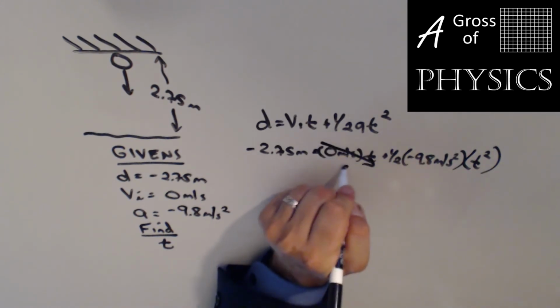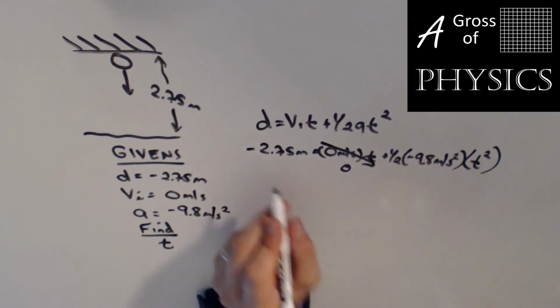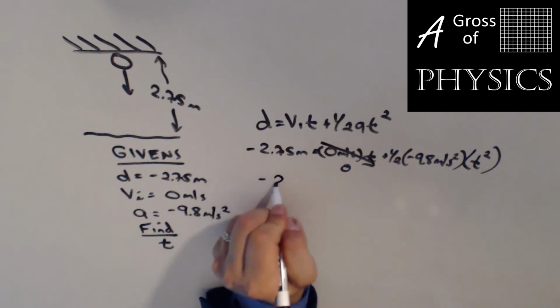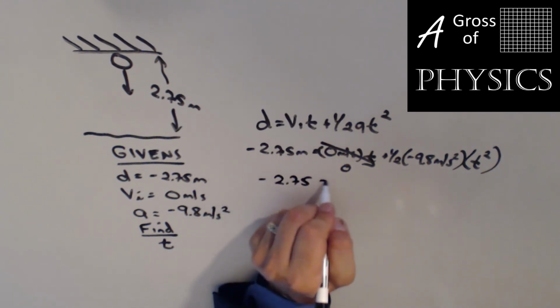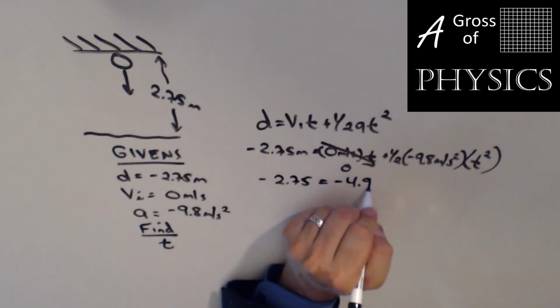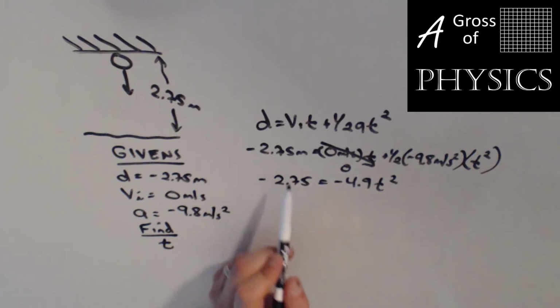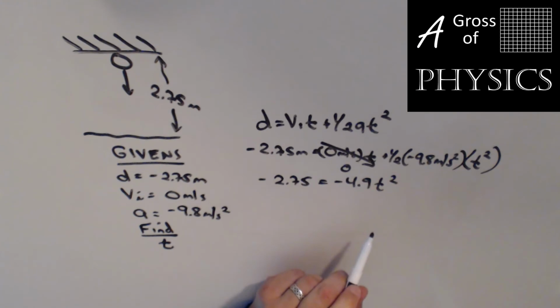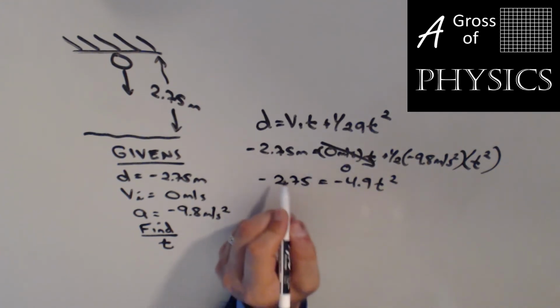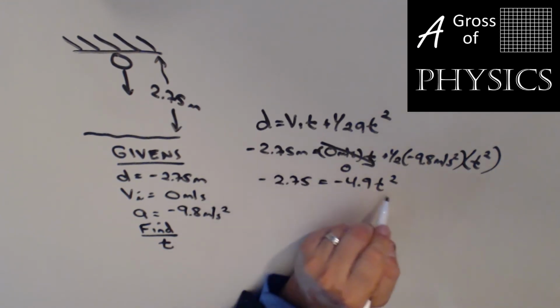This term cancels out because of the 0. So it simplifies to negative 2.75 equals minus 4.9 t squared. And you'll notice in this case I did a subsequent step. I wrote it out, but I do not need to put in the units in this case because I've already done that in the second line.